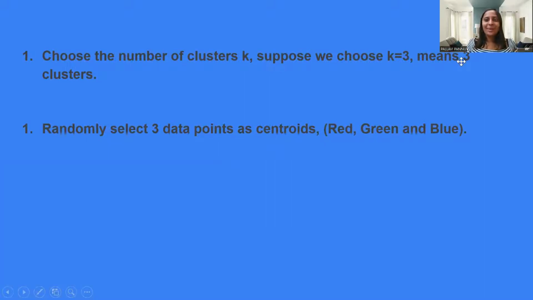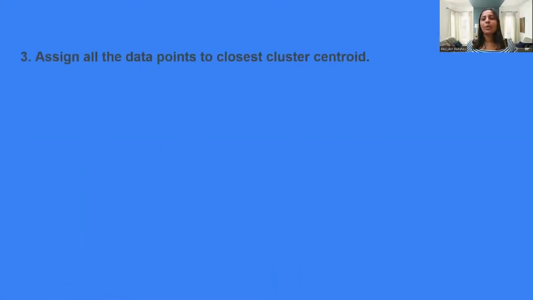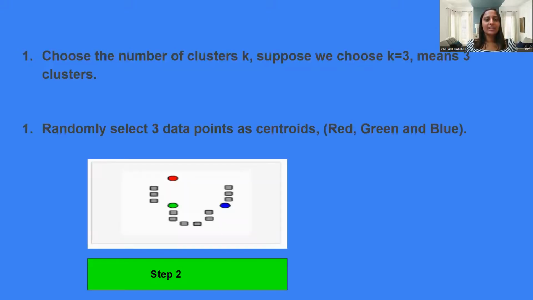I'm going to show you the initial data points as centroids that I have selected in the below image. I have these data points, and I randomly selected these to be my initial centroids. Why did I select 3? Because I defined k is equal to 3 in the initial settings. So this was my step 2. Next is assign all the data points to the closest cluster centroid, which I already explained. For example, let's check this.